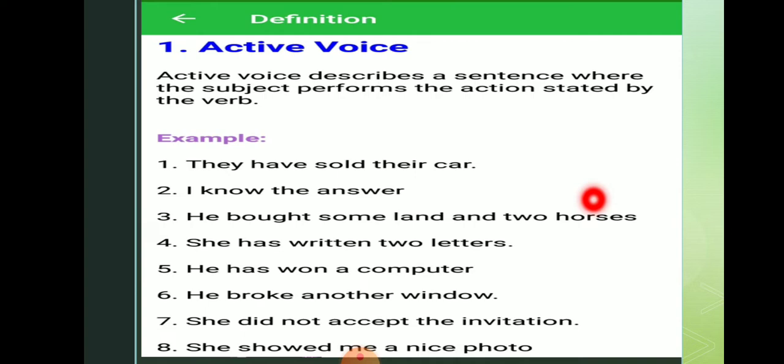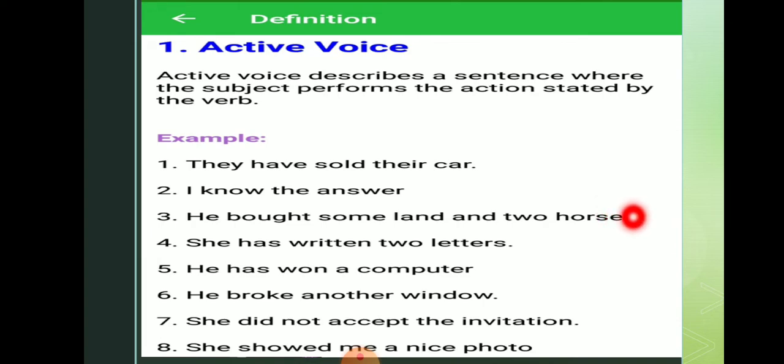So you should keep in mind that only the sentences that follow the S plus V plus O pattern can be changed from active to passive. So this rule you have to keep in mind. And one more thing regarding tense: tense doesn't change in active to passive transformation. Whatever is the tense, in the same tense you have to change it from active to passive. So these two important things you have to keep in mind. One, the sentence should follow the SVO pattern, and the second one, tense should not be changed while converting from active to passive.